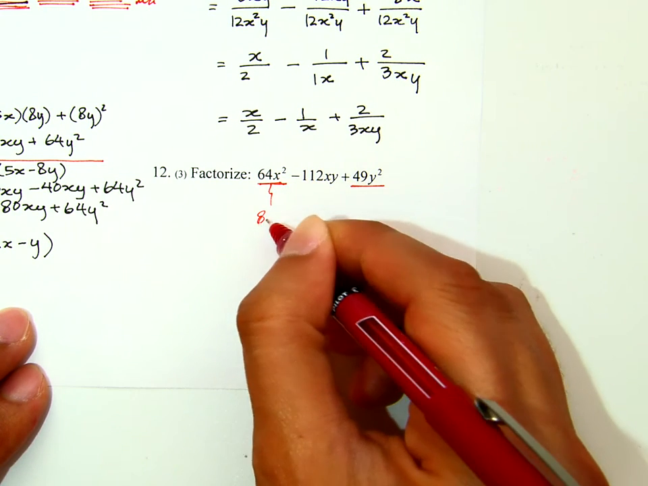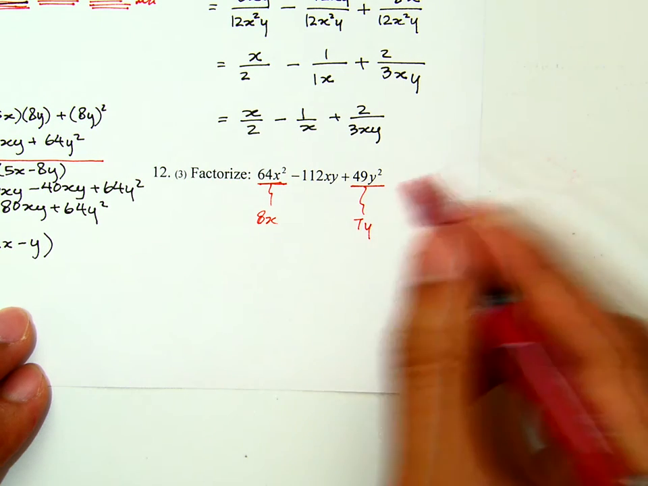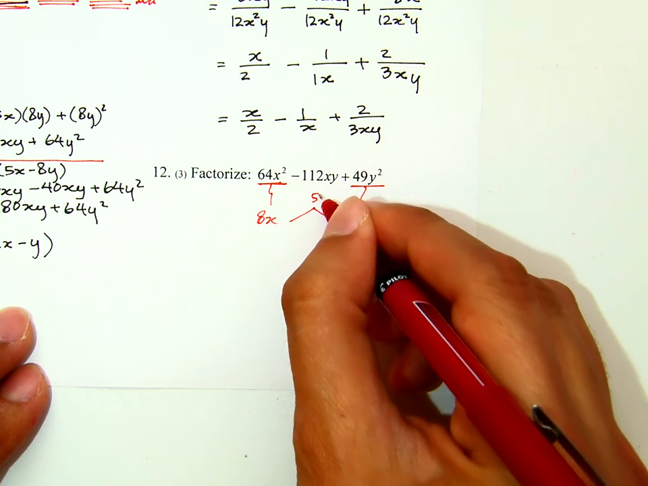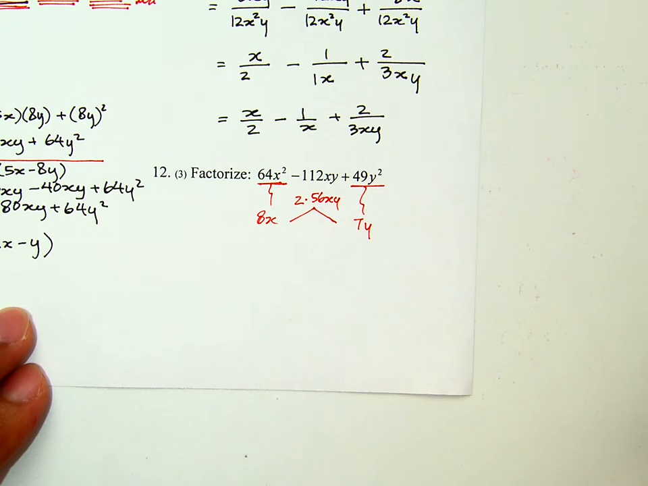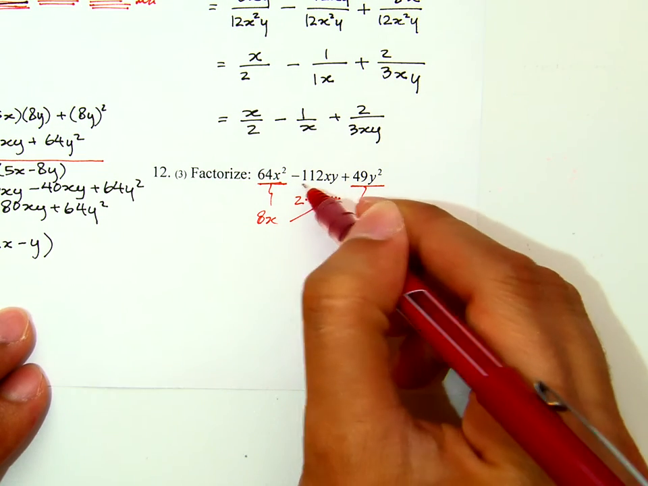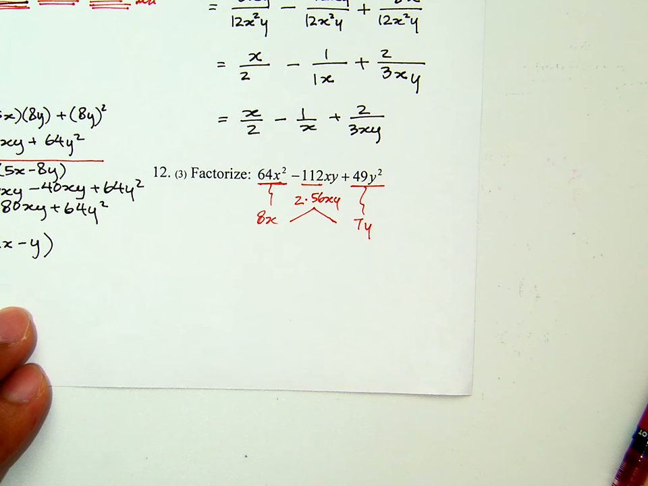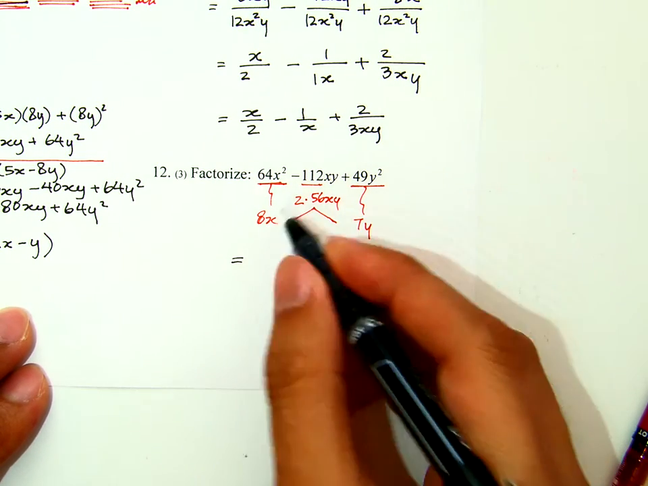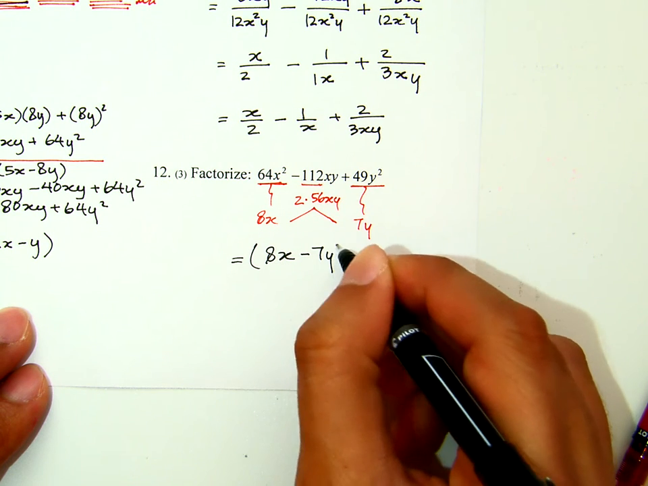This is coming from 8x and this comes from 7y, right? The product of these two is 56xy. If I double down, if I multiply by 2, does it match with 112? Is 2 times 56 112? Yes, it is. So to factorize that, it will be 8x minus 7y squared.